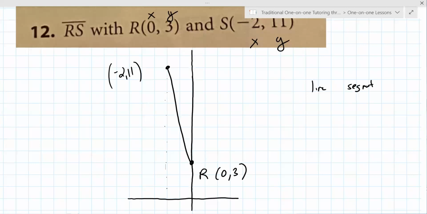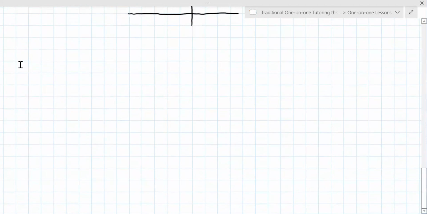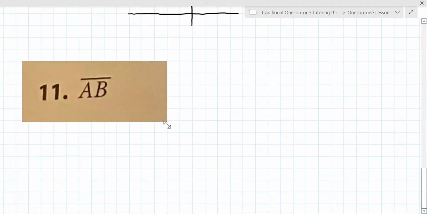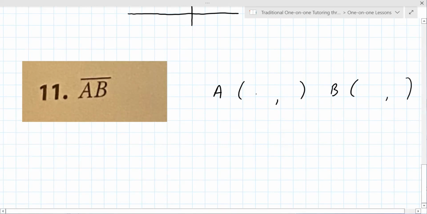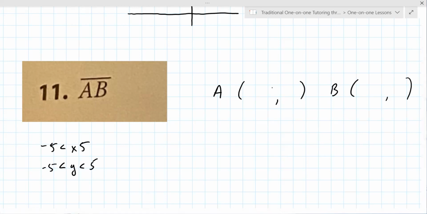Mm-hmm. All right. So last time we did a problem where I just gave you the coordinates. I said, okay, I'm going to pick the coordinates for A and B. We're going to go back and do 11 now. I want you to pick the coordinates for A and B. What coordinates do you want for A? And what coordinates do you want for B? So can you give me an X and a Y? And it doesn't really matter, but keep them small. Keep them between -5 and 5. So give me some sort of a number between -5 and 5, please. Okay. Anything you want.